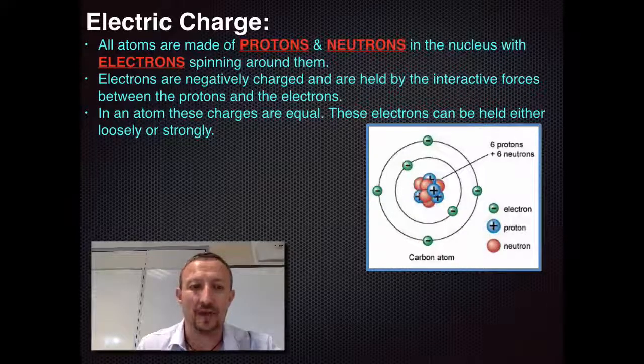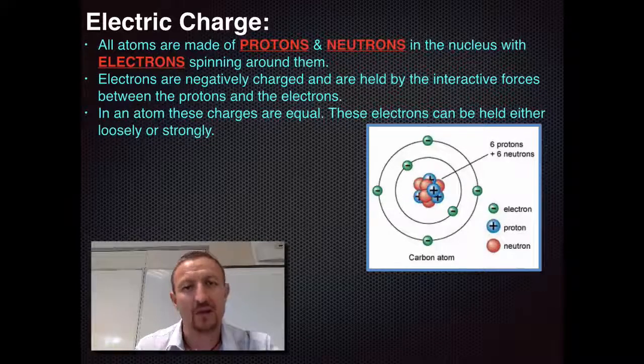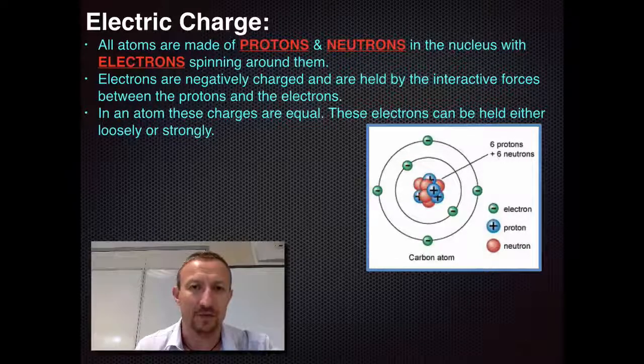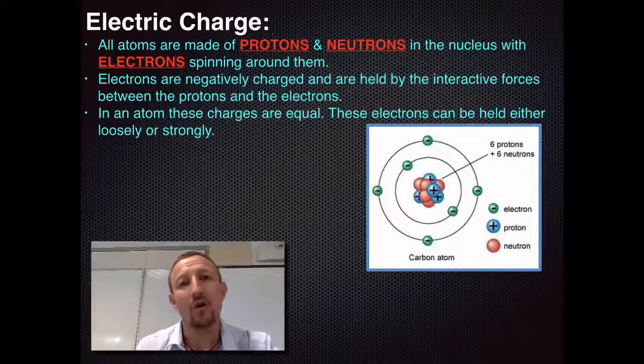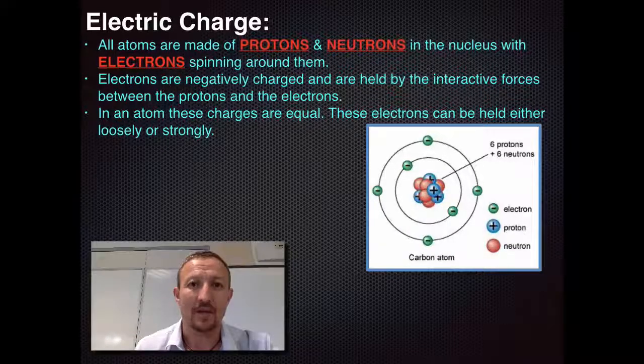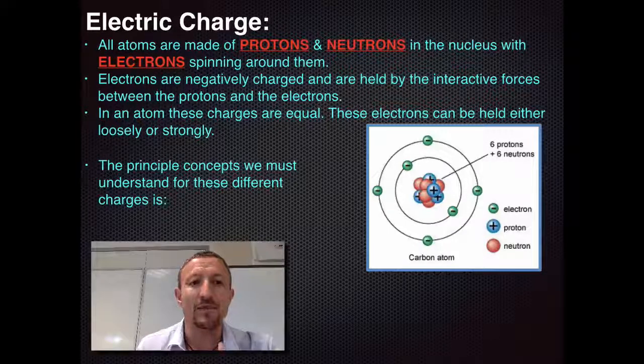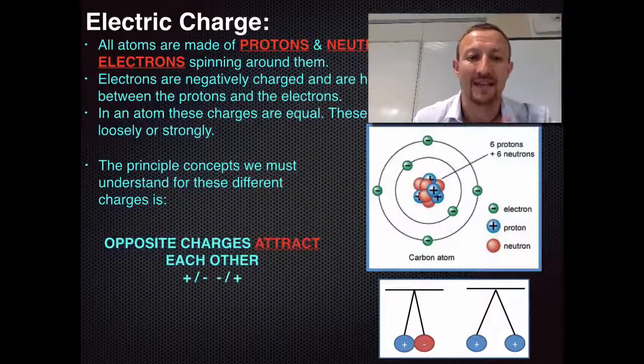However, as soon as an electron has been lost, then obviously we get an imbalance and we get a positive atom that's been generated, or likewise, if we have an extra electron added, we get an imbalance of electrons, so it becomes negatively charged. Now, electrons can be held either loosely or strongly depending on the type of atom that we're dealing with. Now, the principal concepts that we need to understand are these.